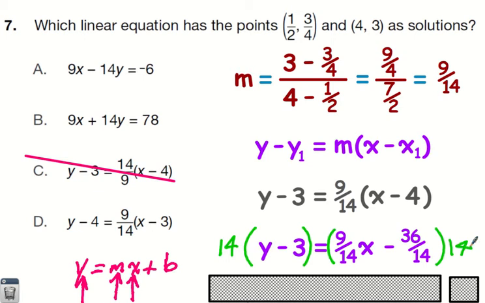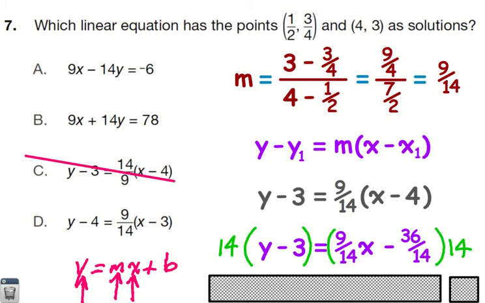Doing that, and I'm allowed to do that, and what that's going to do is clear all the fractions on the right side. But again, whatever you do to the right side, you also have to do to the left side. So the entire equation is going to change like that, multiplying both sides by 14.